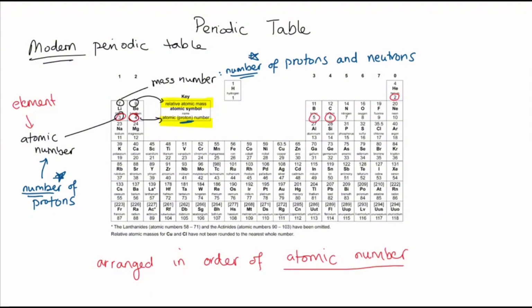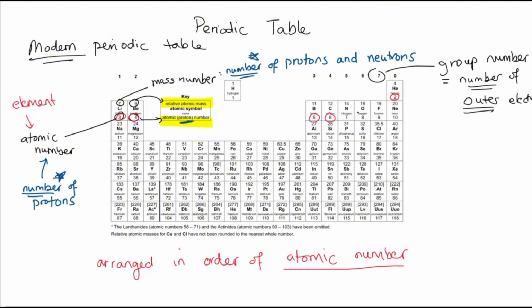Then the next properties you need to know are these numbers at the top, these 1, 2, up until 0. These are our group numbers. And the group number tells us how many outer electrons there are. And remember the keyword we have to use? Number. So it's the number of outer electrons.